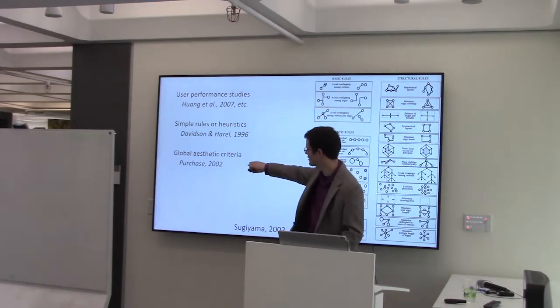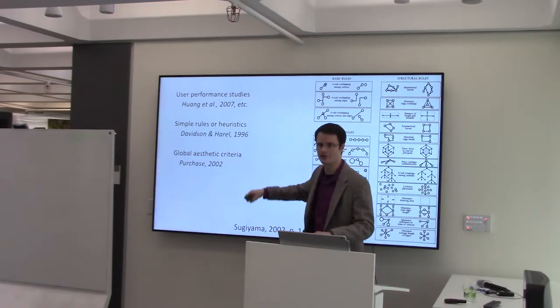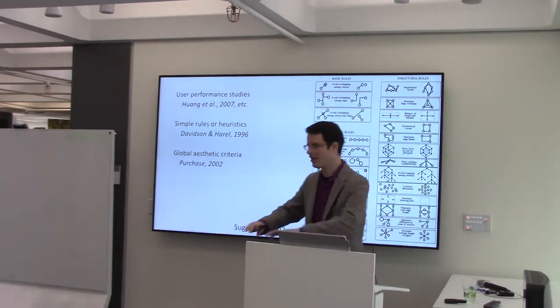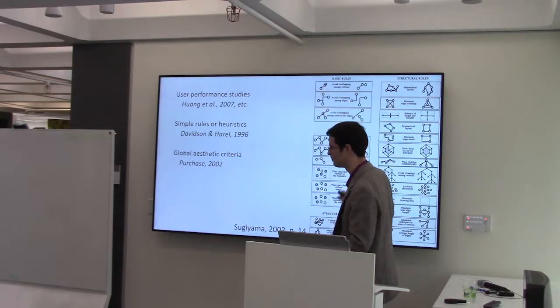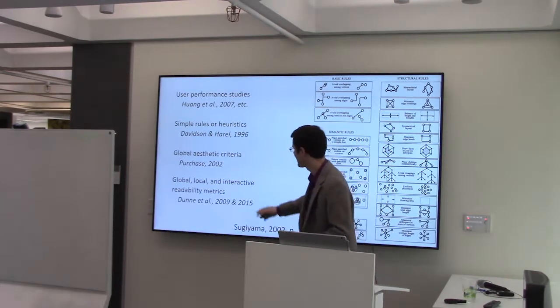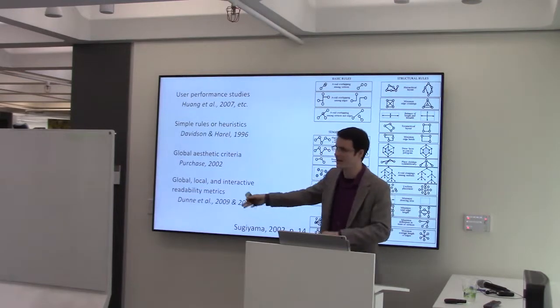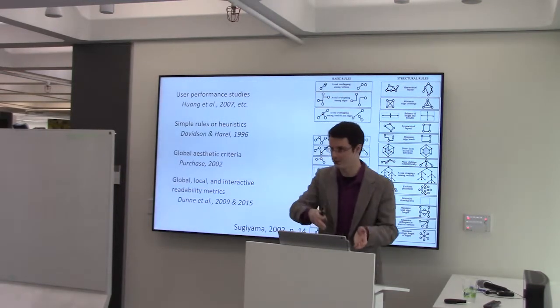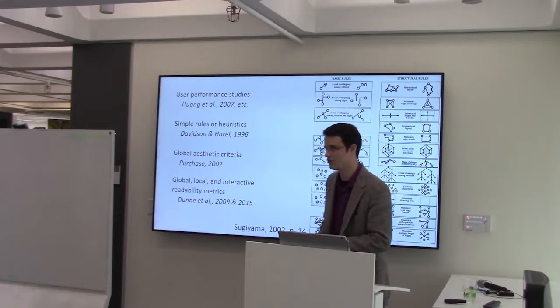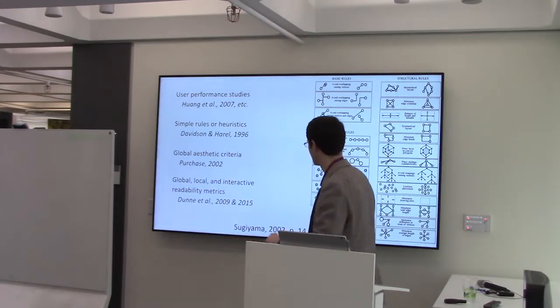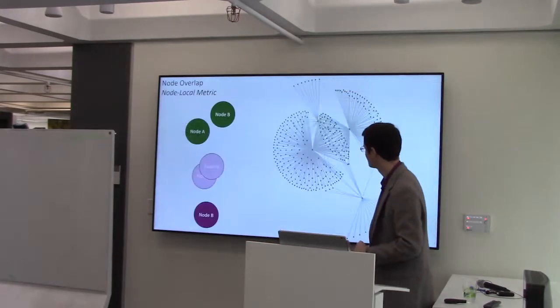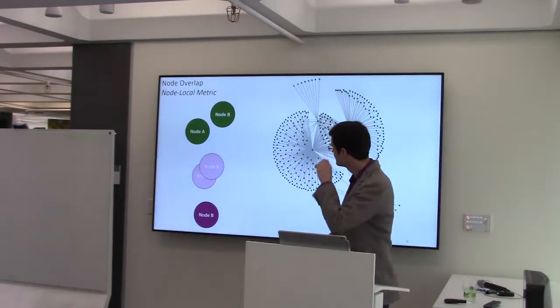So Helen Purchase proposed these aesthetic criteria as the first attempt to quantify all of these different principles algorithmically. And then I extended her work and also added local metrics for individual nodes and edges to direct people to where problems are in the visualization. And here are some examples of these metrics.